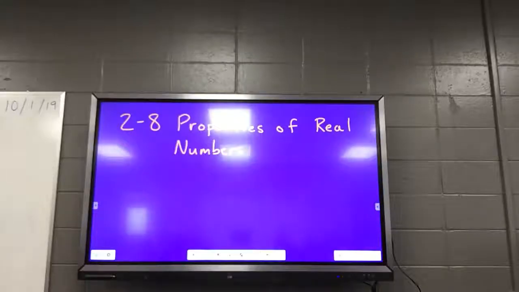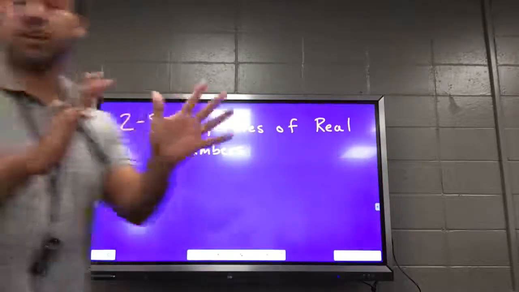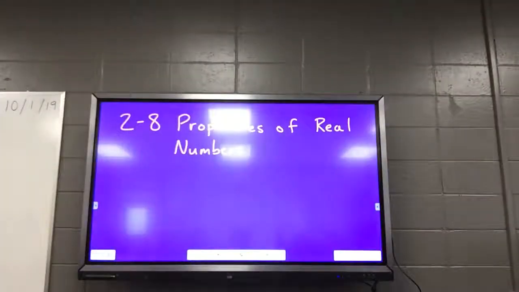So what are real numbers? Marshall? A number that can be put on a graph. Okay, a number that can be put on a graph. That's very good. On a number line. You can graph it on a number line.